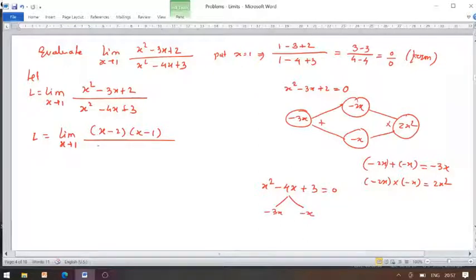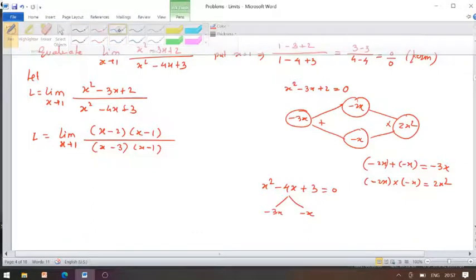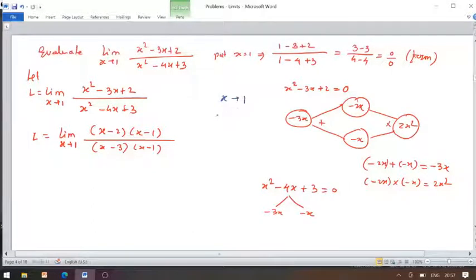Means the factors for the denominator are of the form x minus 3 and x minus 1. So look at once carefully. Once x tends to 1, that implies x minus 1 is a factor of your numerator as well as denominator, which will cancel out. Furthermore, let's apply the method of direct limit, we might have our solution.